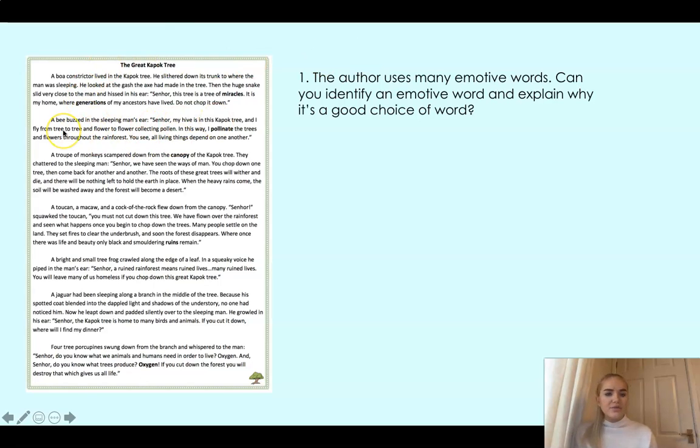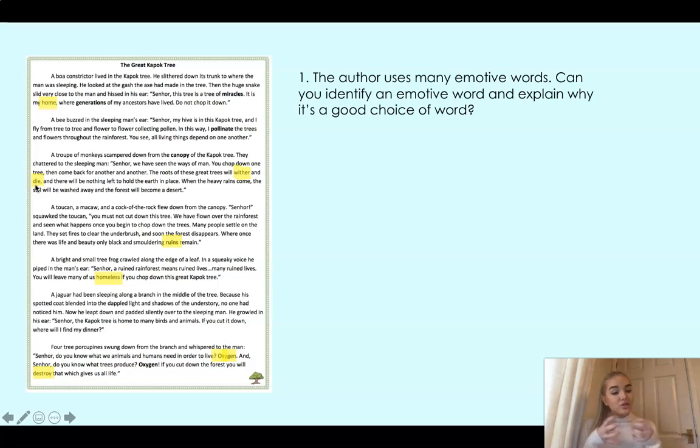Reading on then, can you see any more emotive words there? Can you pause the video and have a think? Okay, I've spotted some emotive words here. I've spotted the word home. I thought that home is quite an emotive word because they are describing the tree as their home. Then the person who's reading or hearing it might think, oh, actually, I feel quite terrible now that this is your home. I've also highlighted wither and die.